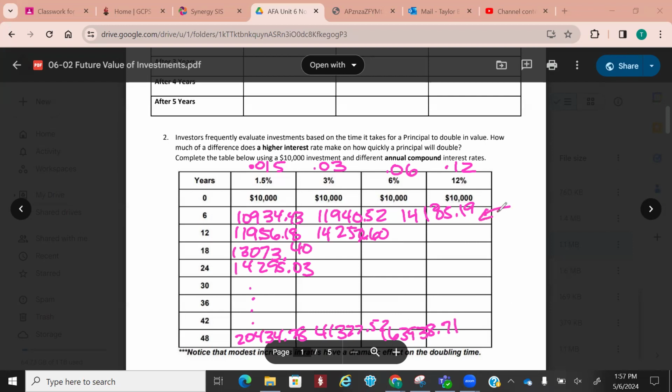Right here, this would be 19,738.23. And at the bottom, 2,303,907.76. So as you can see, the higher the interest rate, the more money within the first couple of years, and the longer it goes, the more it grows. I'd love to make more money off of things and not have to do as much work.